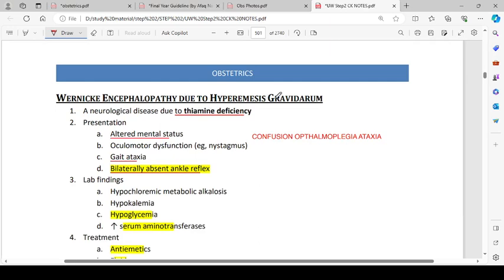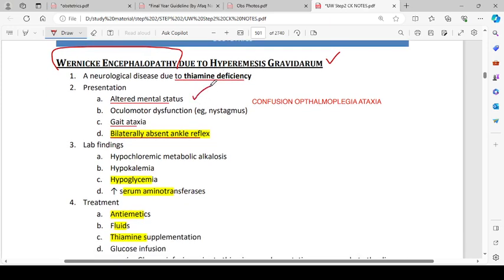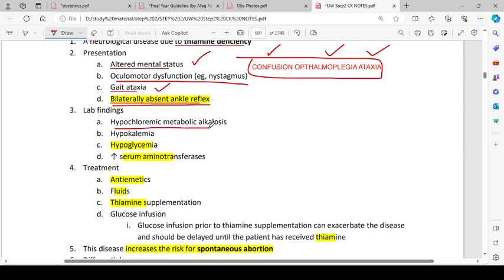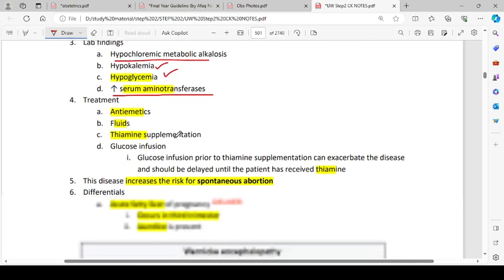Then we have Wernicke encephalopathy due to hyperemesis gravidarum. This happens because of thiamine deficiency, and that can be a symptom or side effect of hyperemesis gravidarum as well. It is a neurological disease due to thiamine vitamin B1 deficiency. Presentation is altered mental status, oculomotor dysfunction, for example, nystagmus, gait ataxia, bilateral absent ankle reflex. It is a triad: Wernicke encephalopathy is a triad of confusion, ophthalmoplegia, and ataxia. Lab finding will show hypochloremic metabolic alkalosis, hypokalemia, hypoglycemia, and increased serum aminotransferases.